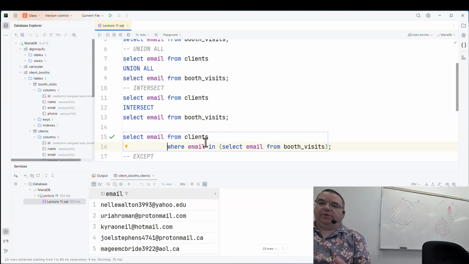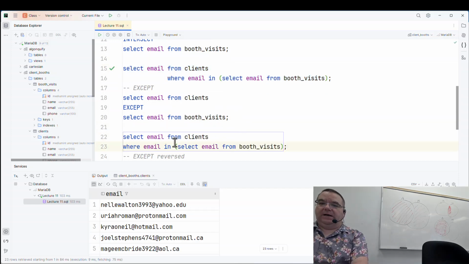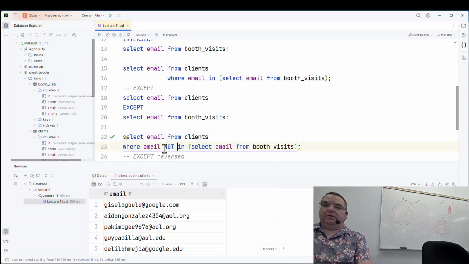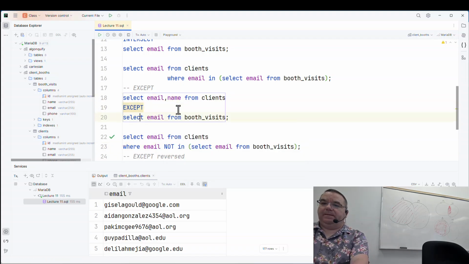So yeah, you can do it with this, and we can emulate the accept also by literally going not in. Now, the other thing that is important to note is, let's just say I want to do operations with both the name and the email address.